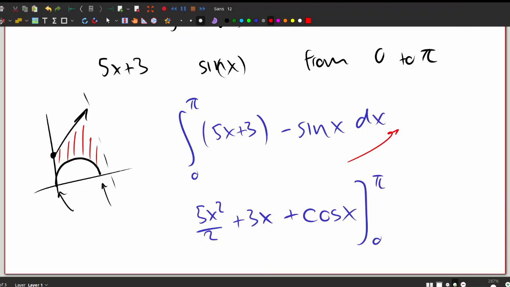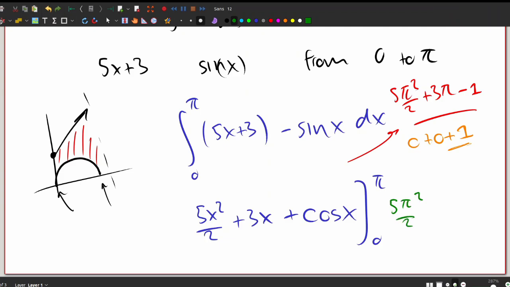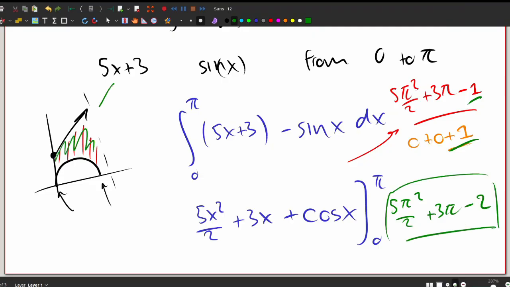When we plug in pi, we get 5 pi squared over 2 plus 3 pi, and then cosine pi is -1, so -1. When we plug in 0, we get 0 plus 0 plus 1, and we'll have to subtract it. So our final answer is the difference between these two, which is 5 pi squared over 2 plus 3 pi minus 1 minus 1, so -2. So this is this red area over here between the line 5x plus 3 and the curve sine of x.